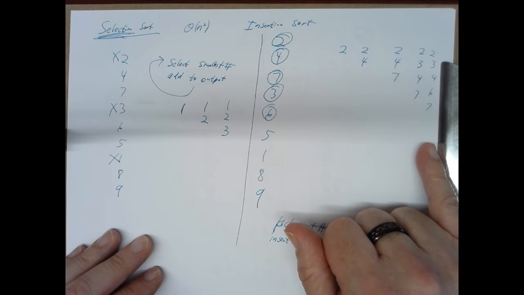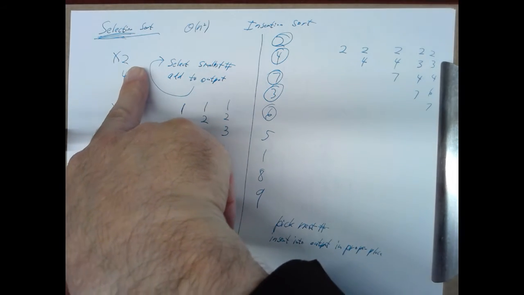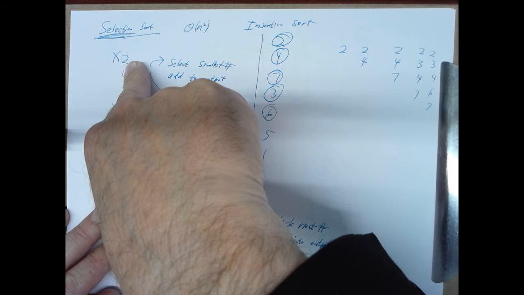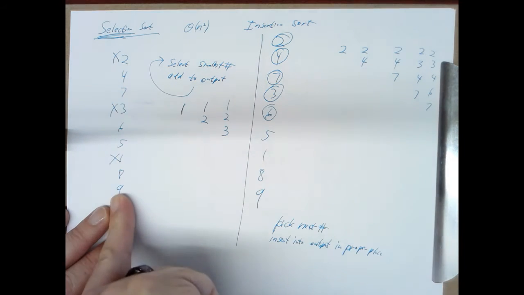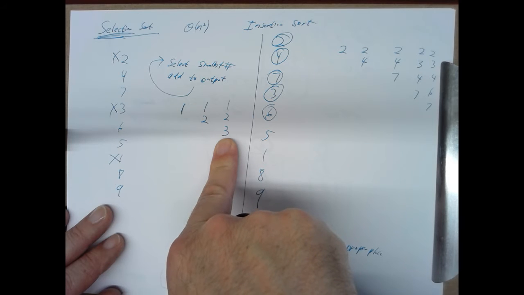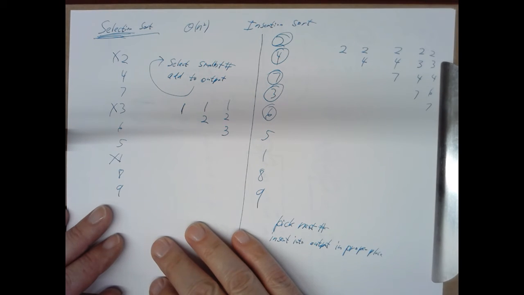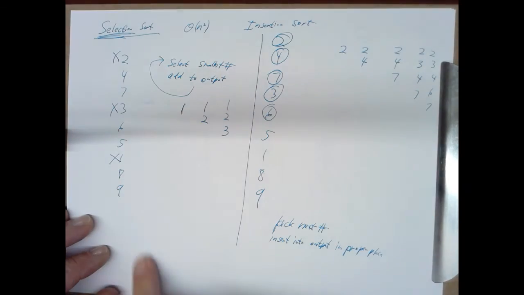And they're both n squared, right? This one, to find the smallest number is an order n operation. And to put it in the output array is order 1. Just array bracket size equals value. And you have to do n passes, so that's n squared.